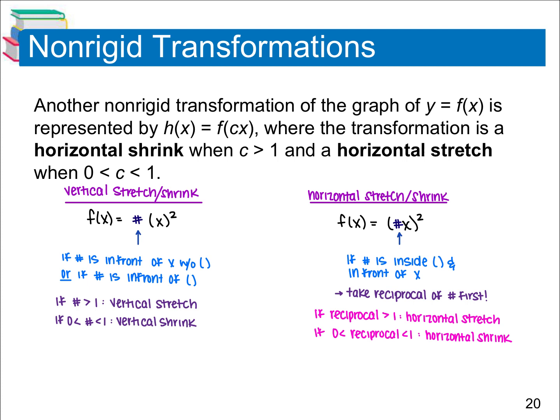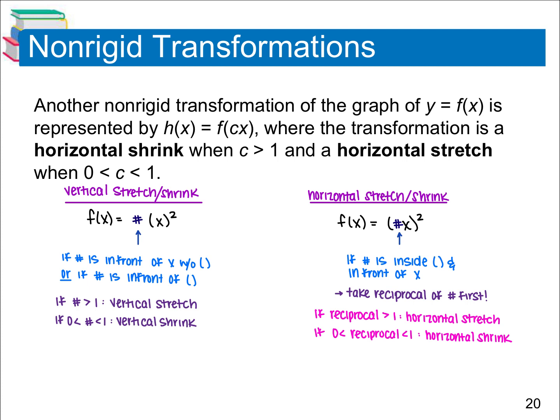If you have a number that's in front of x inside the parentheses, that's going to be either a horizontal stretch or a horizontal shrink. Again, that's inside the parentheses, so it's horizontal. With those, you want to take the reciprocal of the number. So you're first going to take the reciprocal, and that reciprocal is going to tell you if it's a stretch or a compression. If the reciprocal of the number in front of x in the parentheses is greater than 1, you have a horizontal stretch.